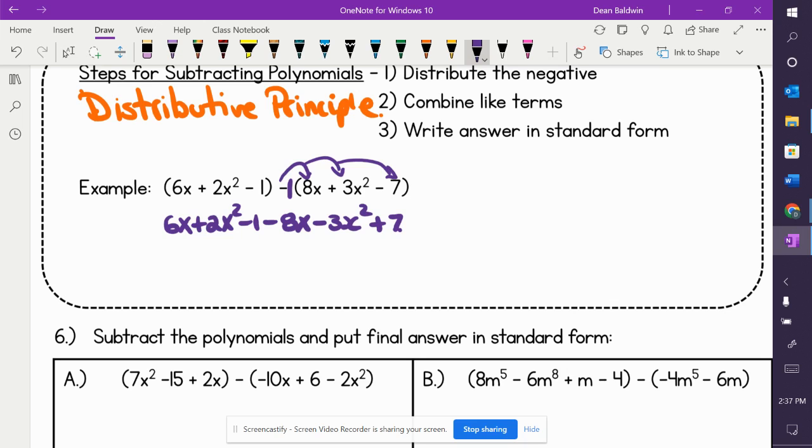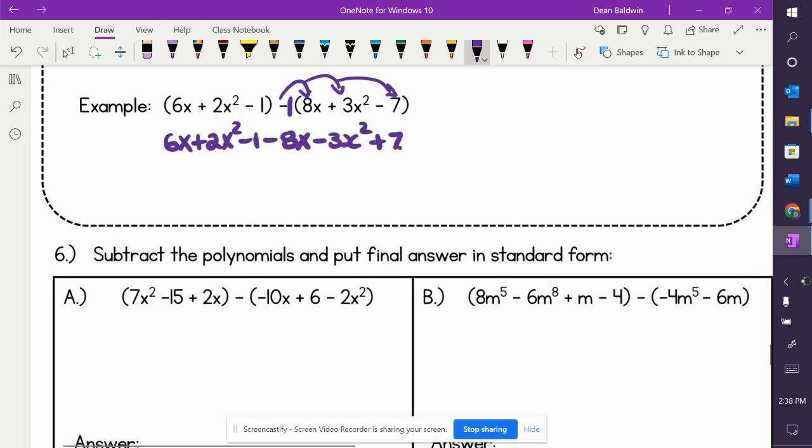So we're essentially just flipping all the signs, all right? Later on, it won't be a 1 in front. It'll be a negative 2 or something like that. So that's why I want to practice this distributive principle. And then it's just like terms. Exactly the same way we've been doing it.